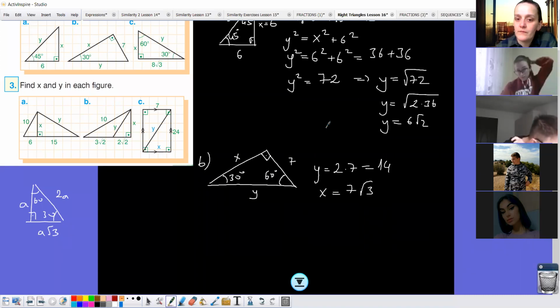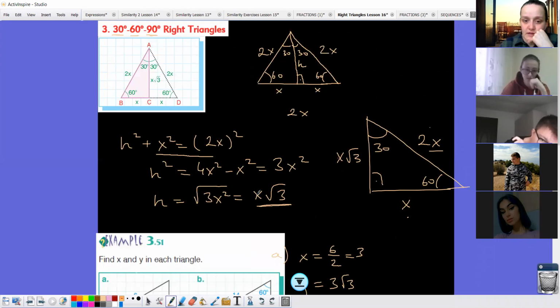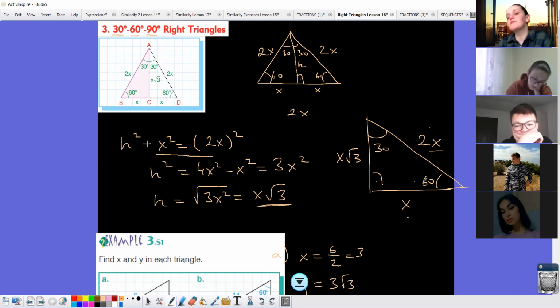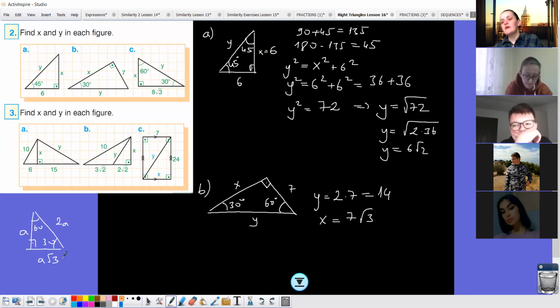Teacher, I don't understand the logic of y is equal to 2 times 7. In a previous lesson, I showed you how we found it. If it is still here, as you can see, we found here that when we have 30, 60, and 90 degrees, the hypotenuse is 2x, the side opposite of 30 is x, and the side opposite of 60 is x root of 3. We found this with the Pythagorean theorem. So we know this. You don't have to use the Pythagorean theorem again and again. Directly you can write this.